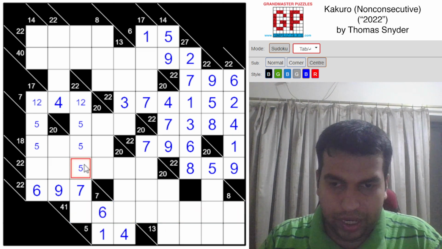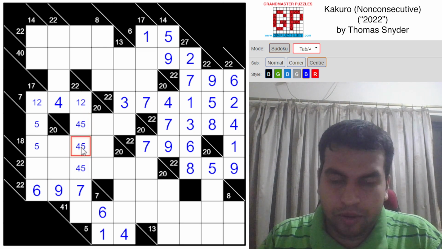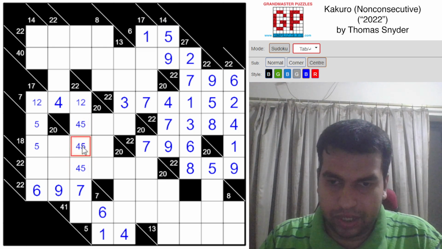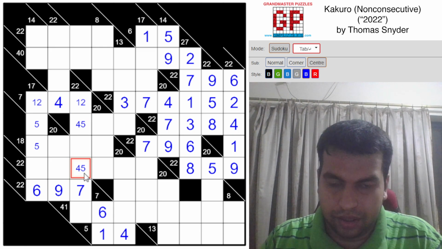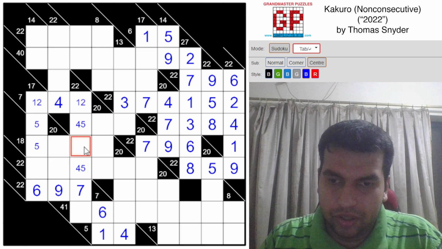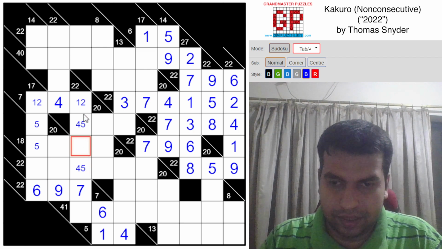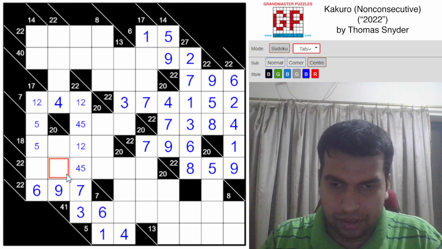So you can't have a 4 anywhere. So the 4 would have to be here for the 22. Now this cell cannot be either of the 4 or the 5 because it would lead to it being consecutive to the other one. So 4 and 5 are gone from here and you get a pair over here. That also means that you can't have a 3 over here now because it'll be next to the 4 either way. So you get a 3 down here and a 1 2 pair up here.